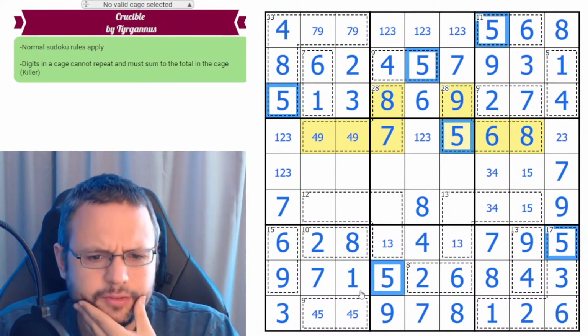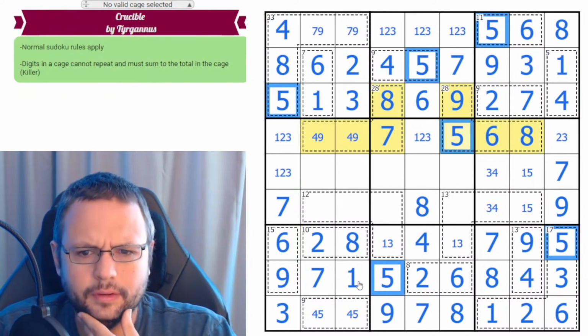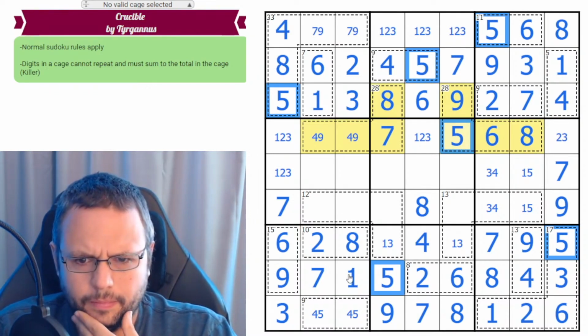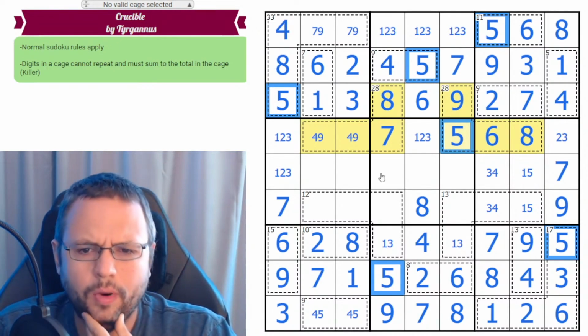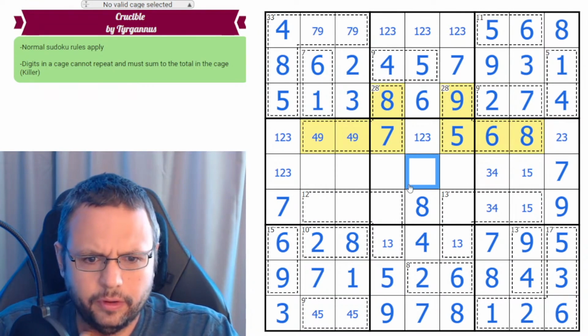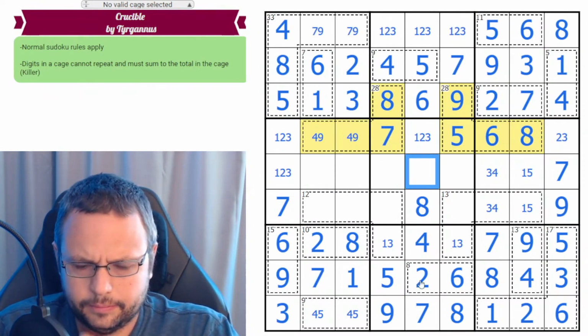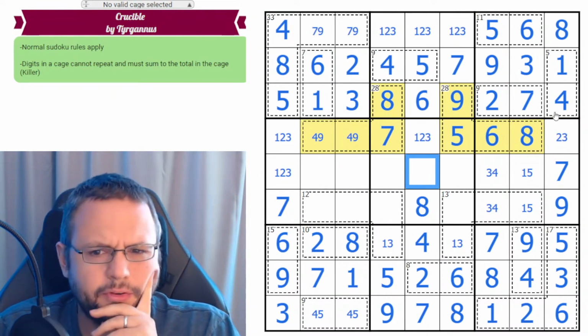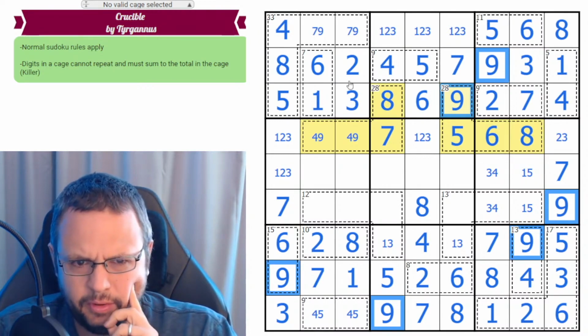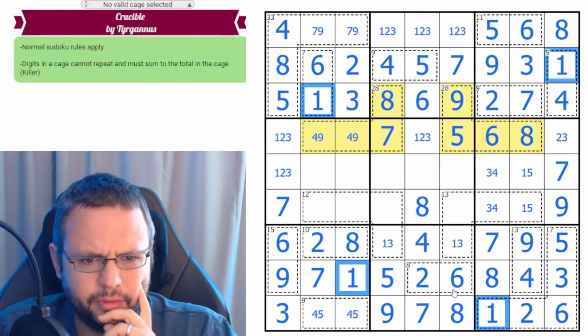Okay, so I've got lots of 5s. But I don't think I quite know what's going on there. Let's see. Should I go digit by digit? 9s? Am I almost done placing my 9s? No, because I've still got this sort of mess over here. Maybe I should start at the other end and look at 1s, 2s, and 3s.